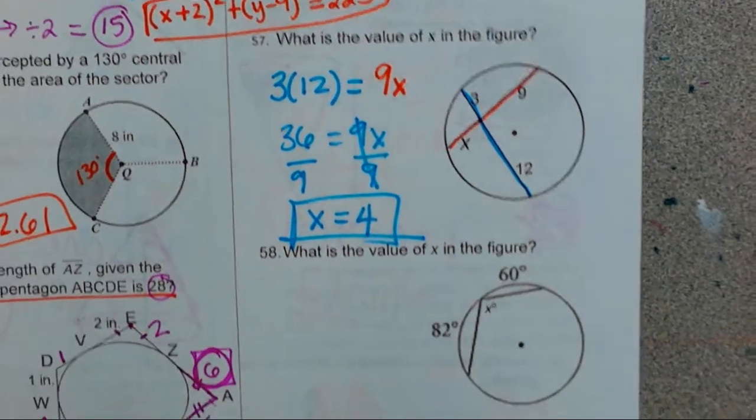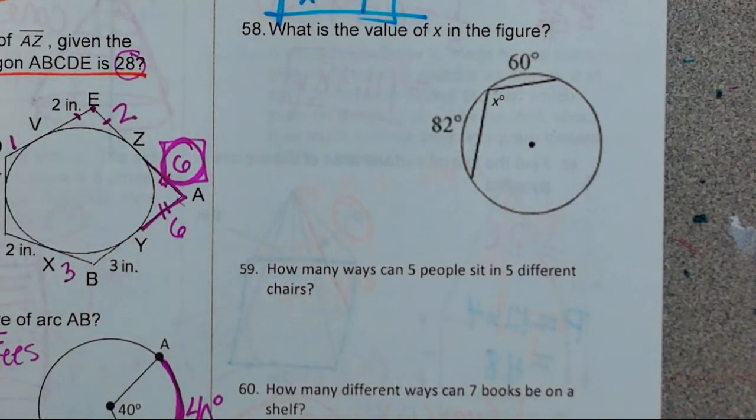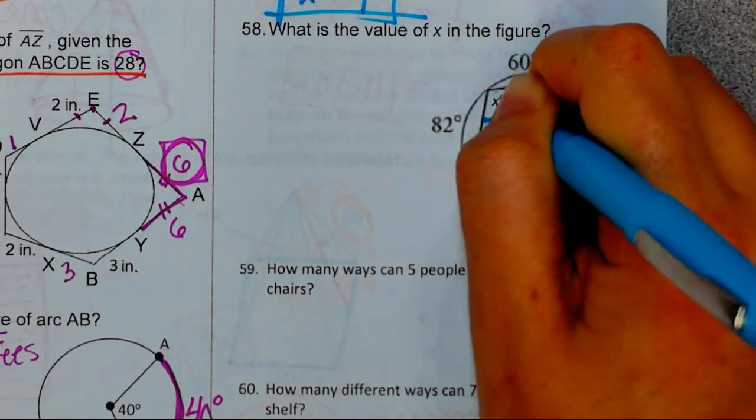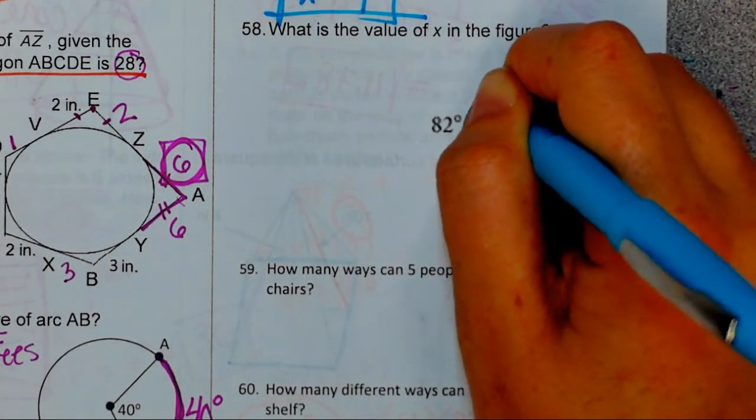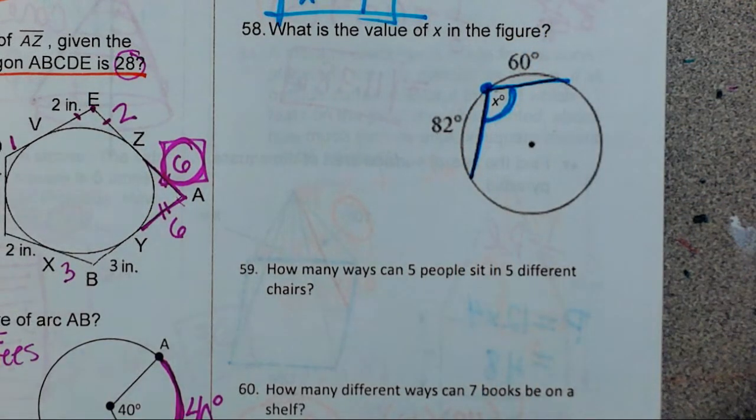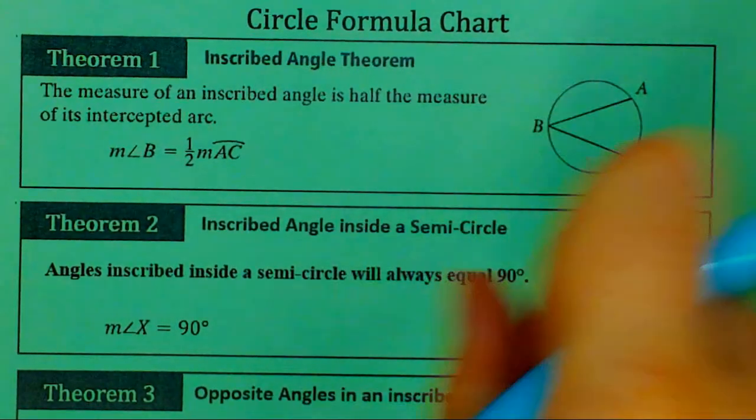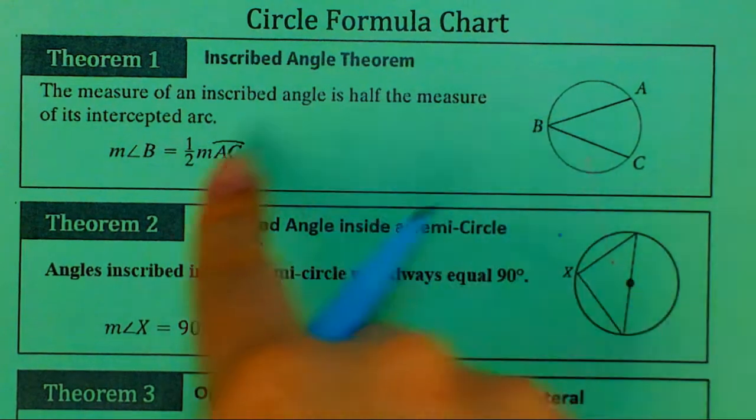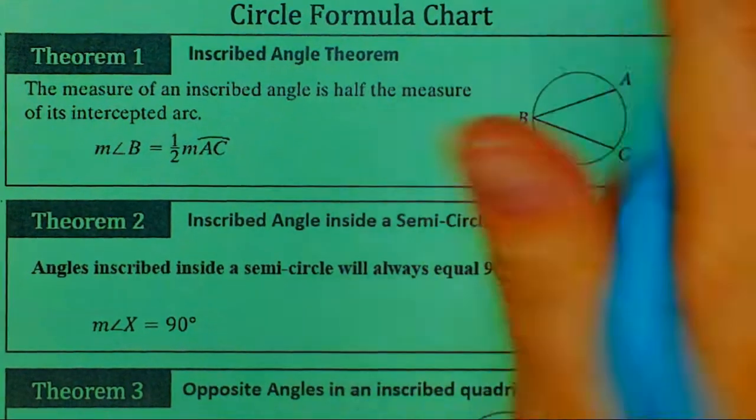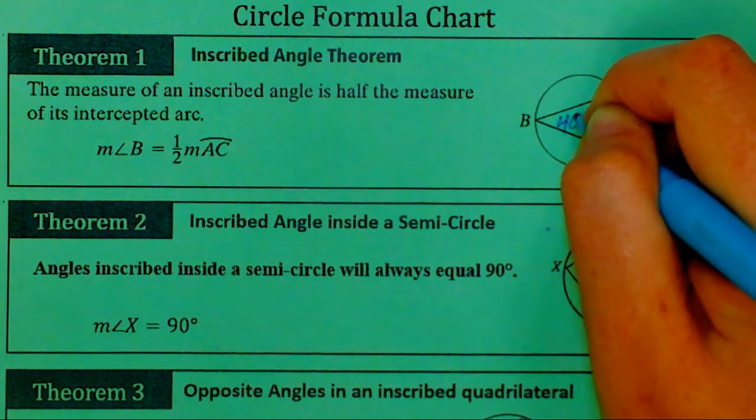Woo, almost done. Okay. What is the value of x in the figure? So this angle right here, this is an inscribed angle, and we can tell because its vertex is sitting right on the edge of the circle. There's the bell. Okay. I want to point out, you do have this theorem on your formula chart. It's the very first one. It says that the measure of angle B is equal to half the arc AC. So for example, if this was 80, then this would be 40.